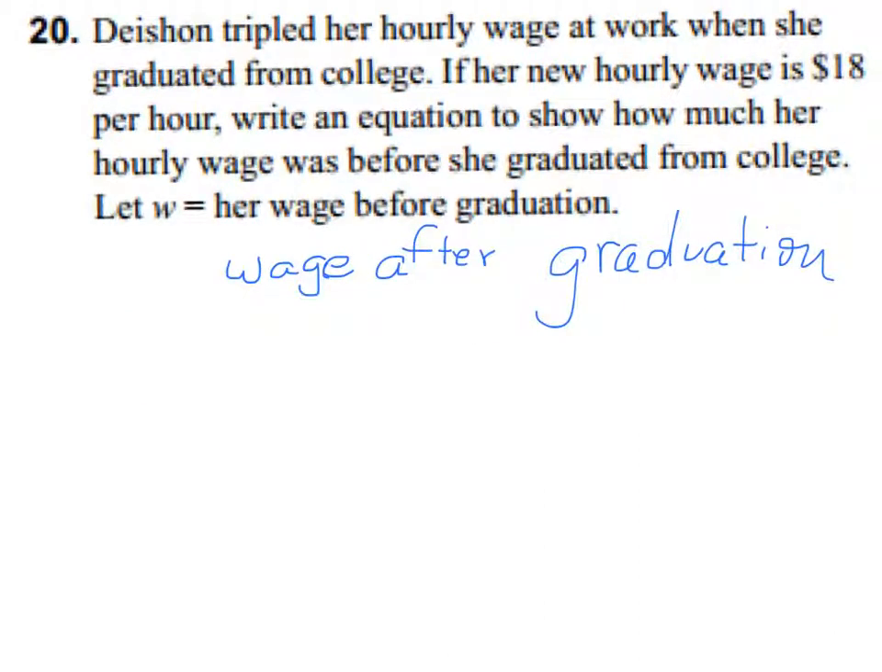Deshawn tripled her hourly wage at work when she graduated from college. If her new hourly wage is $18 per hour, write an equation to show how much her hourly wage was before she graduated from college. Okay, it says she tripled her hourly wage, so if we let W equal her wage before graduation, her wage after is going to be 3W. So we know 3W equals 18. We divide by 3. Her wage before was 6.